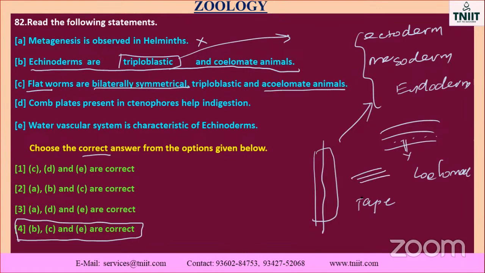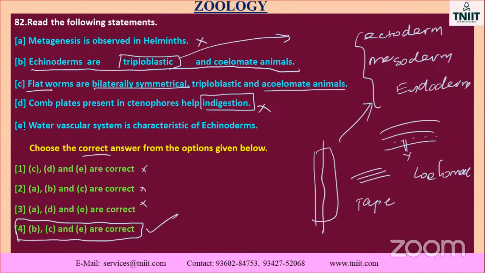Comb plates present in Ctenophora help in digestion. Now we saw Ctenophora is correct, but comb plates are not used for digestion. They are used for swimming. So this one is also wrong. So which one is the correct one? B and C only. The others are wrong. These three are wrong.